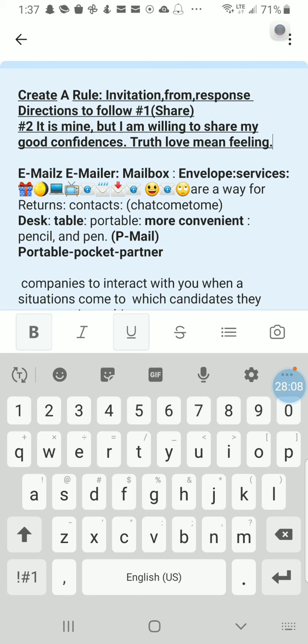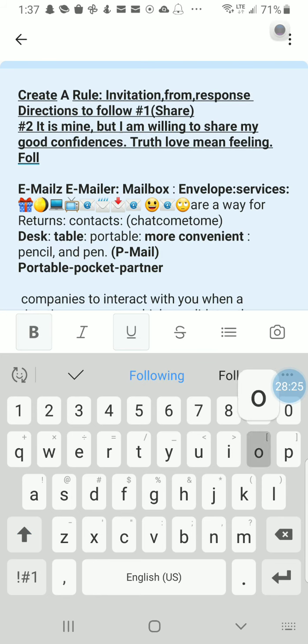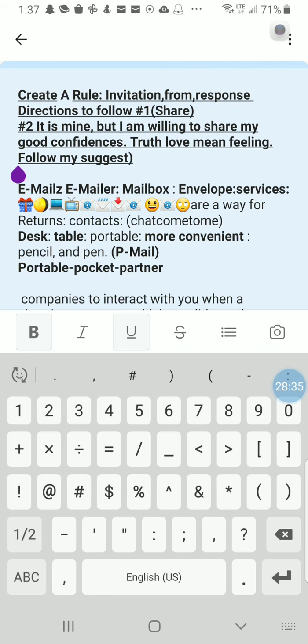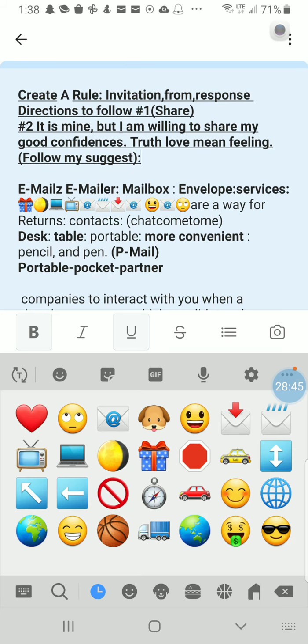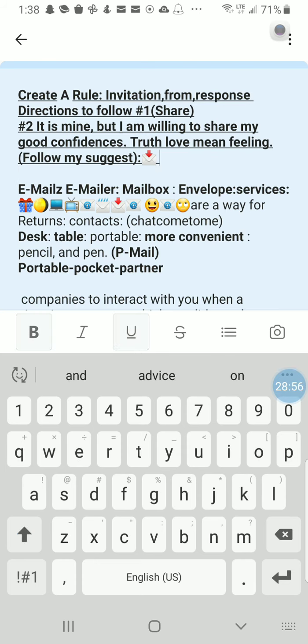But let's just say that on average, if you were to be writing an invitation to somebody, and I were to start the sentence with "Follow my suggestion," okay? Follow my suggestion, and then I can put a symbol right here, something like click to follow this. We all know the symbols like this.